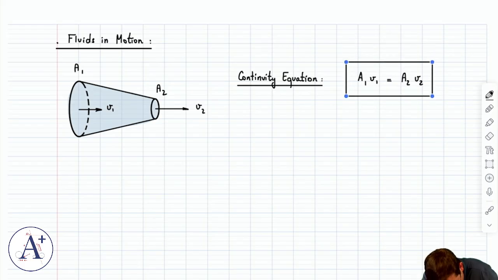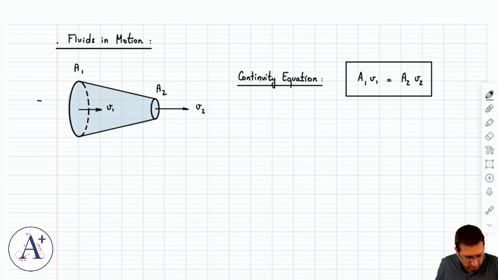Okay, so yes, if A2 goes down, V2 goes up. Simple as that. The entire volume coming in here every second has to exit every second on the right. The water has nowhere else to go. Okay, so that's the continuity equation.